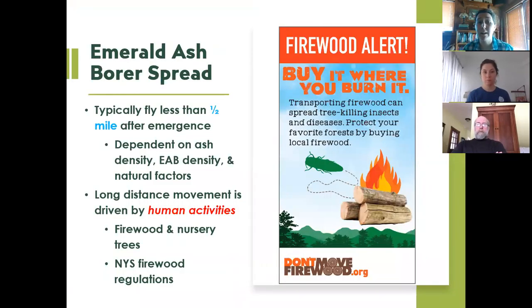So how does emerald ash borer spread? These guys typically only fly about 1/2 mile on their own after emergence. However, this is highly dependent on ash density, emerald ash borer density, and also local factors such as topography. So if you think about an emerald ash borer, that adult that emerges and all the nearby trees have been killed by emerald ash borer, it may have to fly a little bit further. I think the furthest I've seen them recorded to fly is about 6 miles.